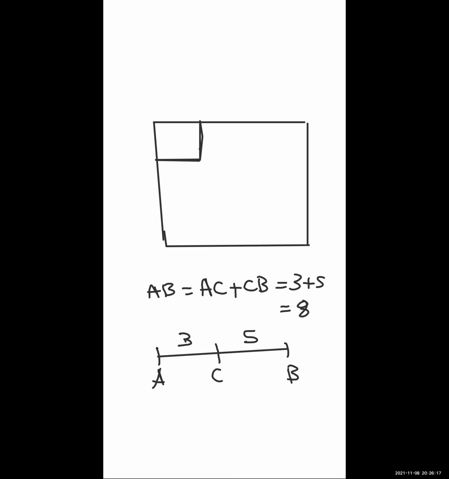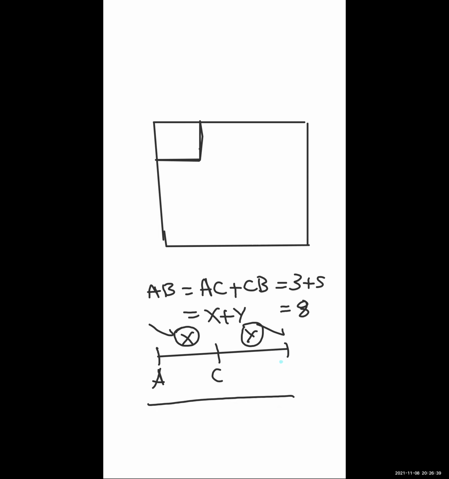And instead of 3 and 5, it was X and Y. So here it will equal X plus Y, because we don't know the values for X and Y, they're variables. So AB will equal X plus Y. That's it. Okay?